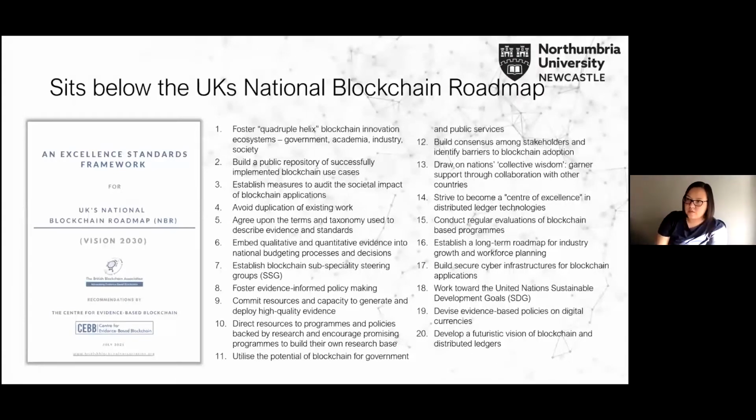Just as a bit of a precursor, obviously Martin presented on the national roadmap before. The roadmaps that I'm presenting today are sitting below that. So these are the 20 different aspects that are recommended within the UK's national blockchain roadmap, and hopefully you'll see how the roadmaps that I've developed will contribute to this. Whereas the national roadmap is looking at the country as a whole, the roadmaps that I'm presenting are focused on the sector level.